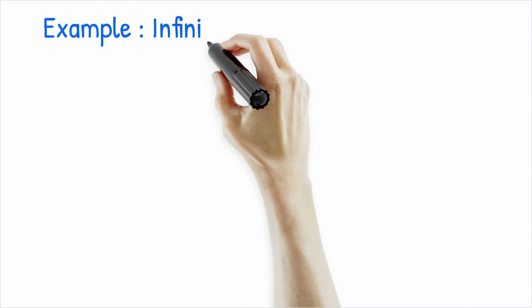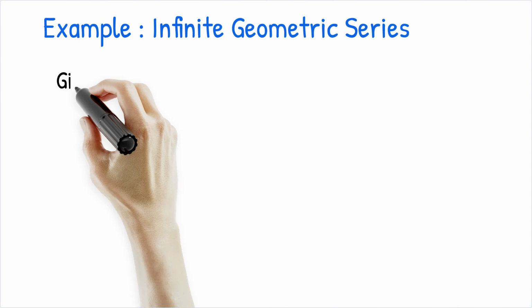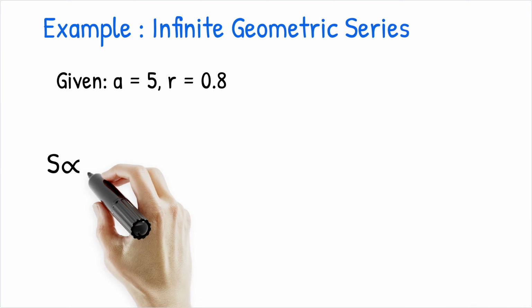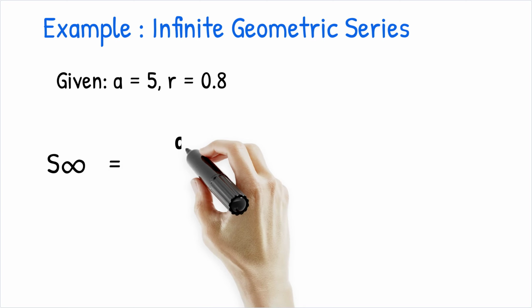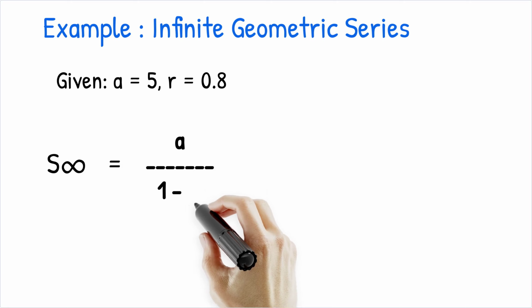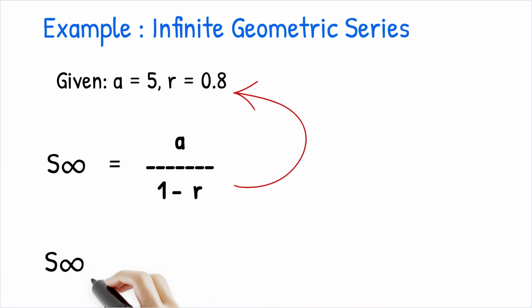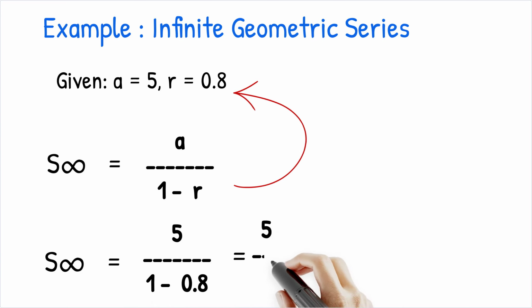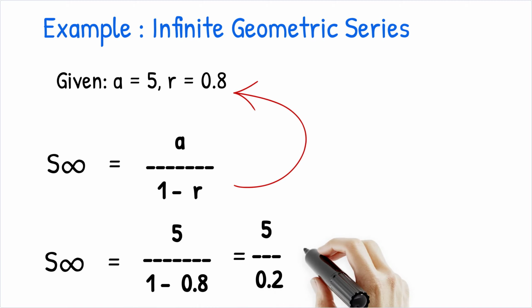Example of an infinite geometric series. Given a equals 5, r equals 0.8. The sum is given by S infinity equals a over 1 minus r. Substitute the values. Sum is S infinity equals 5 over 1 minus 0.8. That equals 5 over 0.2. That equals 25.